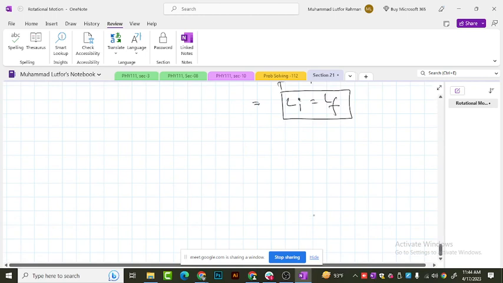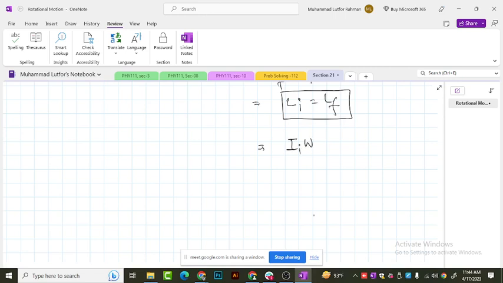Sometimes we can also write this equation in another form, because L is I omega. So we write I_i omega_i equals I_f omega_f. But the moment of inertia is not going to change unless you change the axis. If the axis changes, then the moment of inertia of the system will change. Otherwise it remains the same. That's why this is known as conservation of angular momentum of a system.